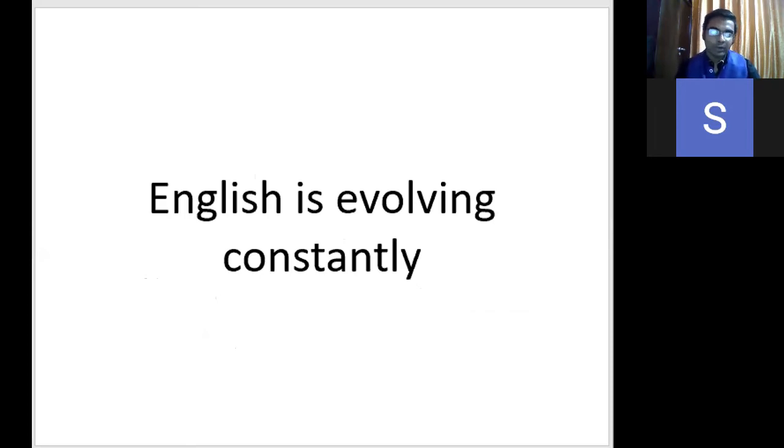English is evolving constantly. Every single day, as I talked about, 3,000 to 6,000 vocabs are getting added. So do not think about speaking English perfectly. Speak English, and automatically you will be perfect. English is evolving constantly. That's why I always say, do not treat English as a subject, treat English as a language.